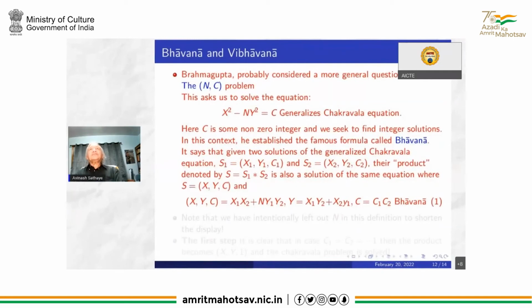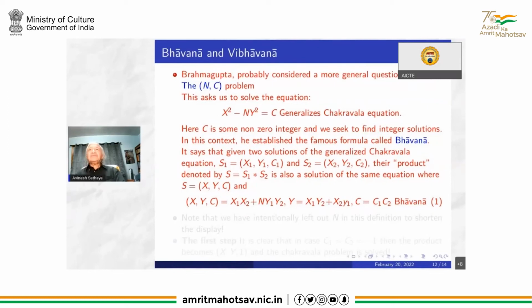Brahmagupta, so now I am coming back to Brahmagupta's theory. He considered a more general question, namely the NC problem. This problem asks us to solve the equation x squared minus ny squared equal to C, and that's the generalized Chakravala equation. Here C is some non-zero integer, and we seek to find integer solutions. In this context, he established the famous formula called Bhavana.